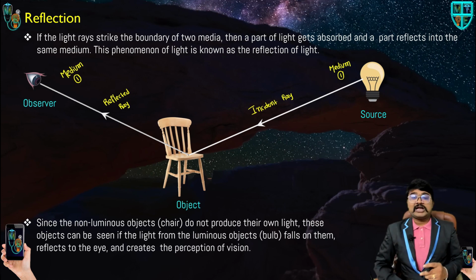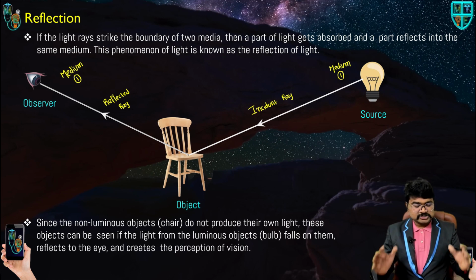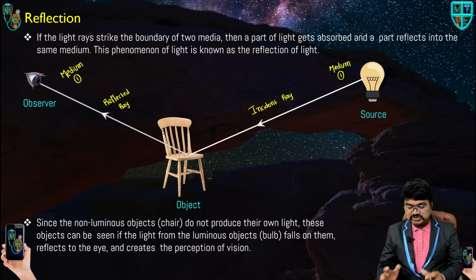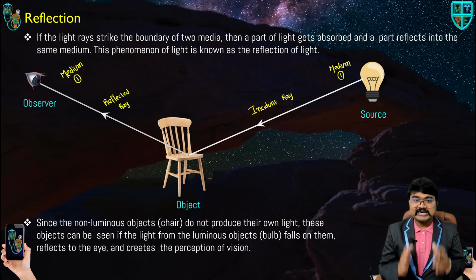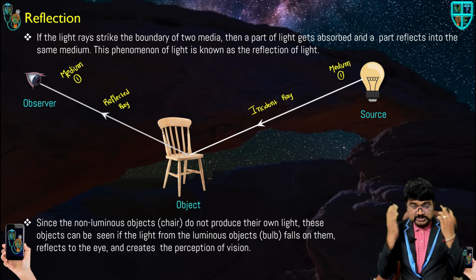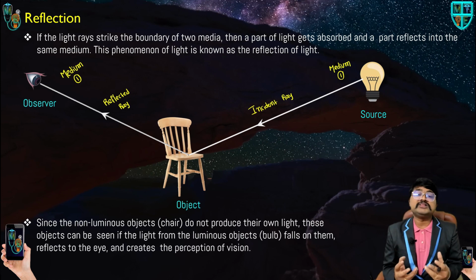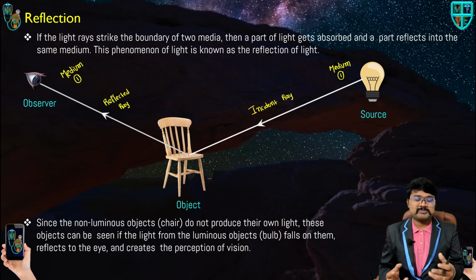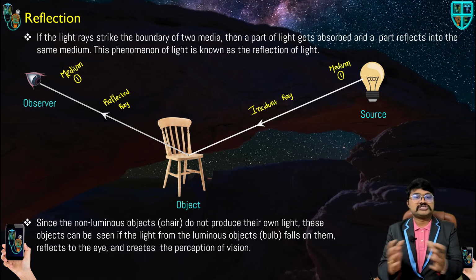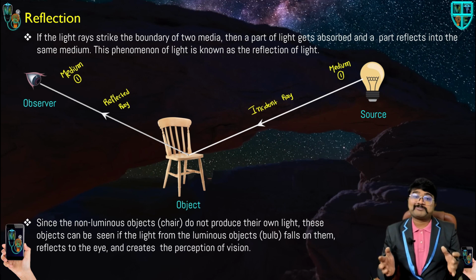See here, since non-luminous objects like a chair or wall don't produce their own light, these objects can be seen if the light from luminous objects falls on them and reflects to the eye, creating the perception of vision. You are able to see these non-luminous objects because of this reflection of light. The reflected ray reaches your eye, and the retina present inside the eye feels the perception of vision. This process takes place in a fraction of a second. That is why you are able to see the objects.